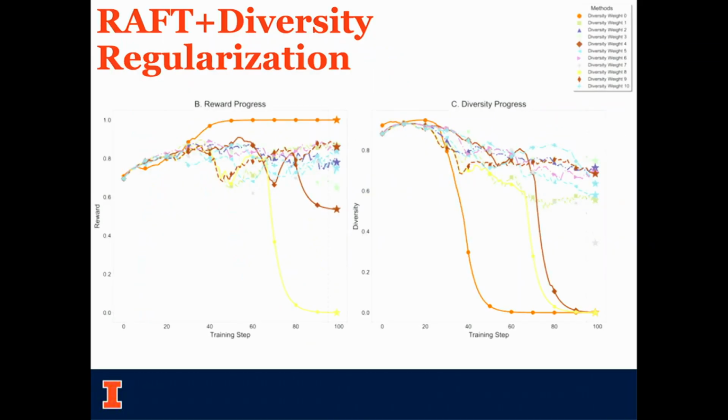Then here we have RAFT plus that diversity term we were talking about earlier. On the right graph, diversity is looking a lot better than it did in RAFT without the diversity addition. But at the same time, our reward graph is looking significantly worse. The only diversity weight setting achieving optimal results here is the one with zero weight on the diversity term. So we're seeing this trade-off between reward optimization and maintaining high diversity, and it's very difficult to do both at the same time.